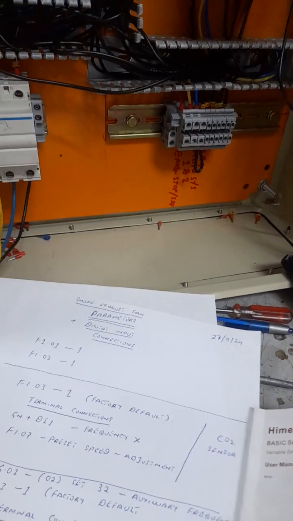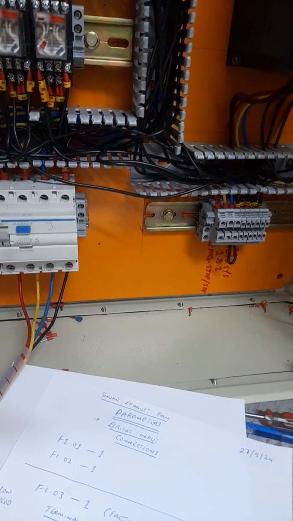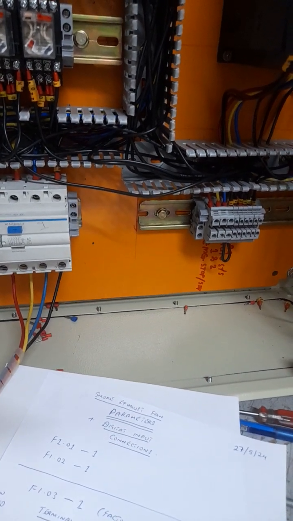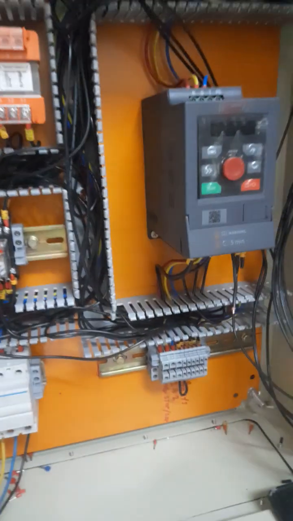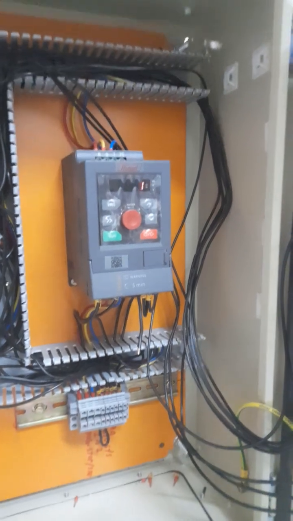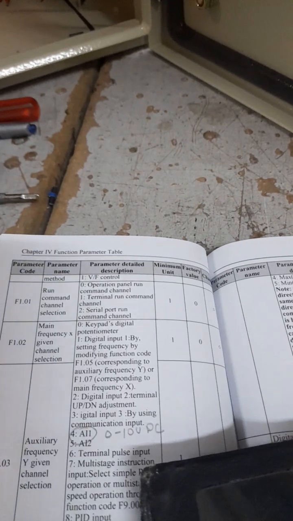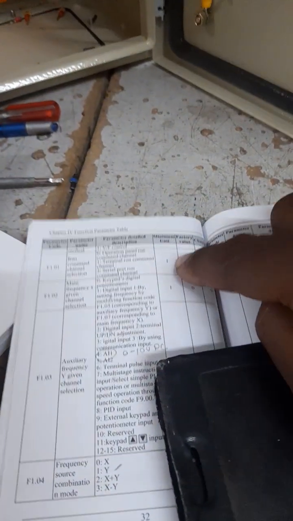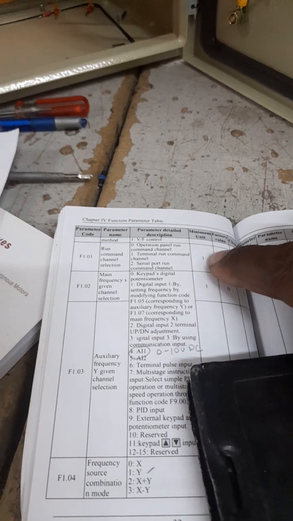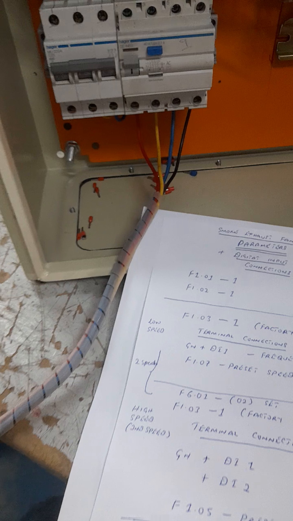Just bear with me a little as I open my book here. According to my book, the factory default was 0, so you could not operate from the panel, the keypad here. So I set it to 1. In the same way, f1.02, I set 1.